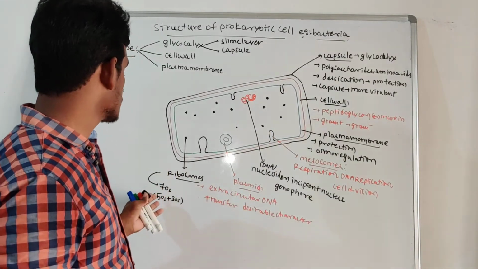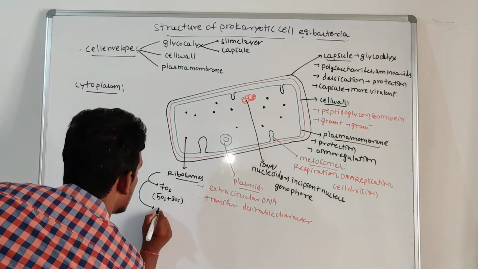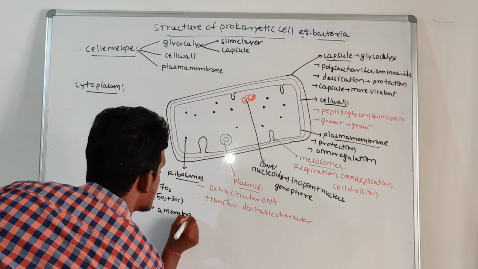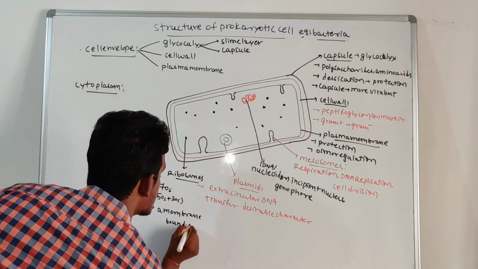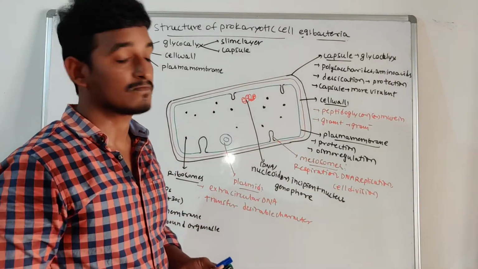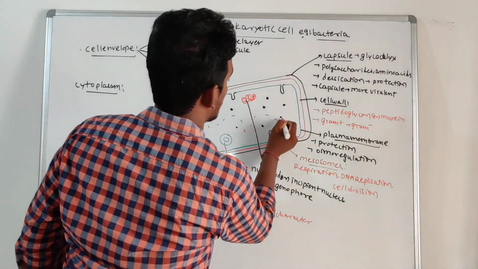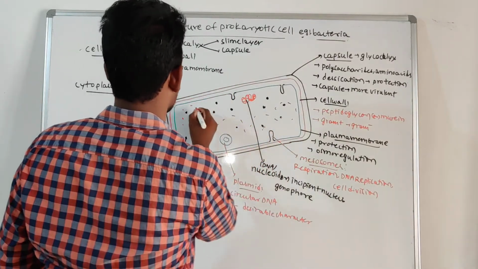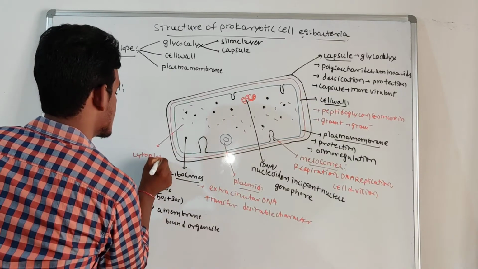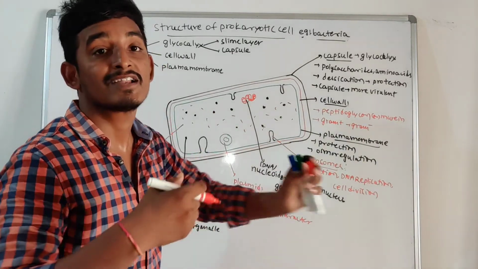So what is the use of these ribosomes? They mainly help in protein synthesis. These are not surrounded by any membrane. Right? So that is about ribosomes. This entire material is what we call the cytoplasm. Right? In the cytoplasm some reserved food material is present.